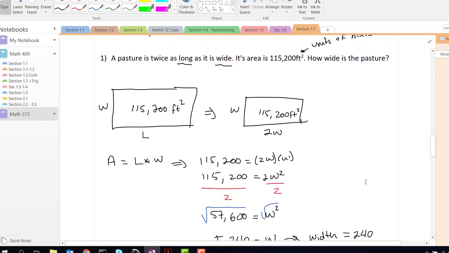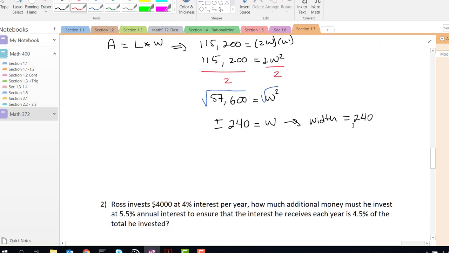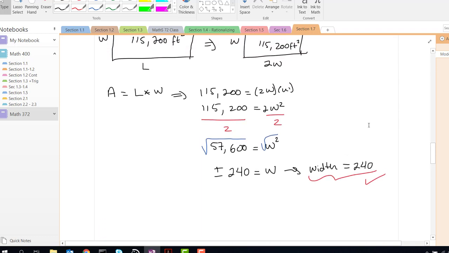And always go back to the question, what was it asking you to find? It was asking us to find how wide is the pasture. So are we done? So this is the question. With word problems, always focus on the question, how wide is the pasture? Yes, we are done because we found the width. Right? If it had asked how long is the pasture, then I would need to go back and plug it in for the length instead of for the width.